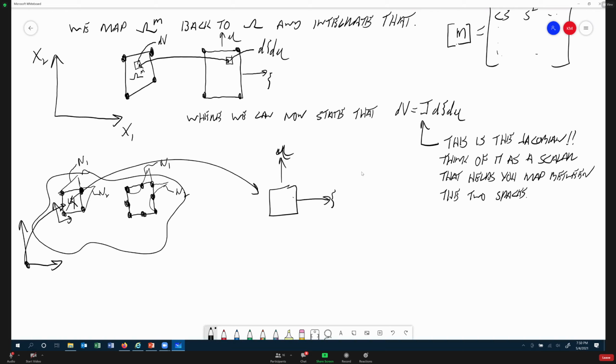So you can see that different element types are going to give you different shape functions, and also element location within the body is going to give you a different sub coordinate system here. So it's going to be unique as well. So to continue, we can now state that this differential volume is equal to the Jacobian times the dC dnu.